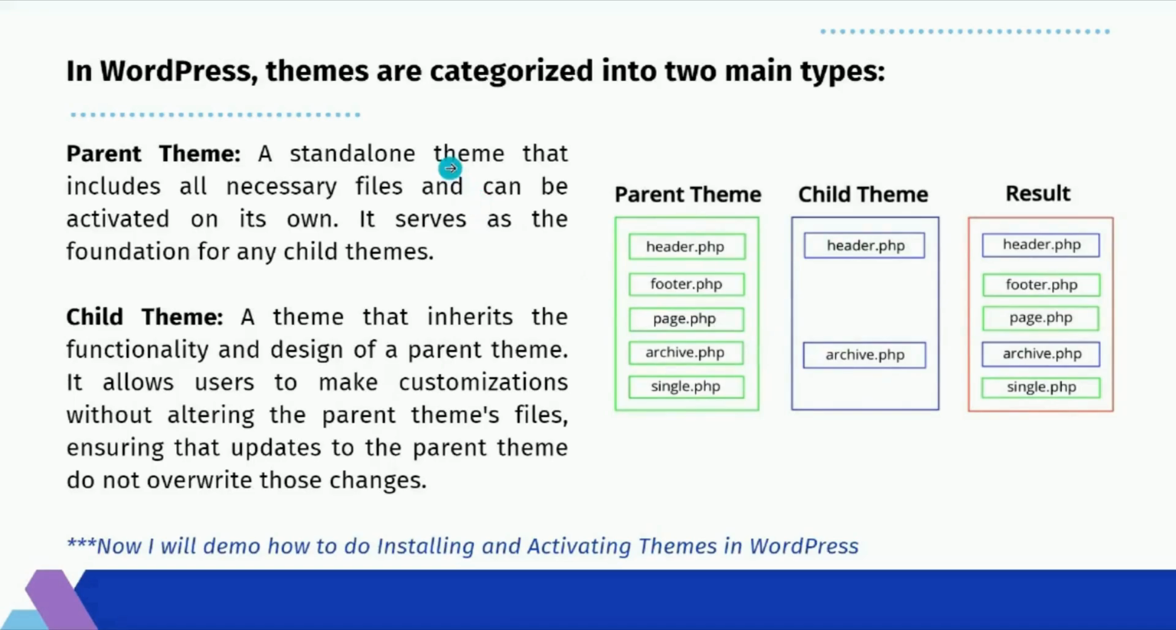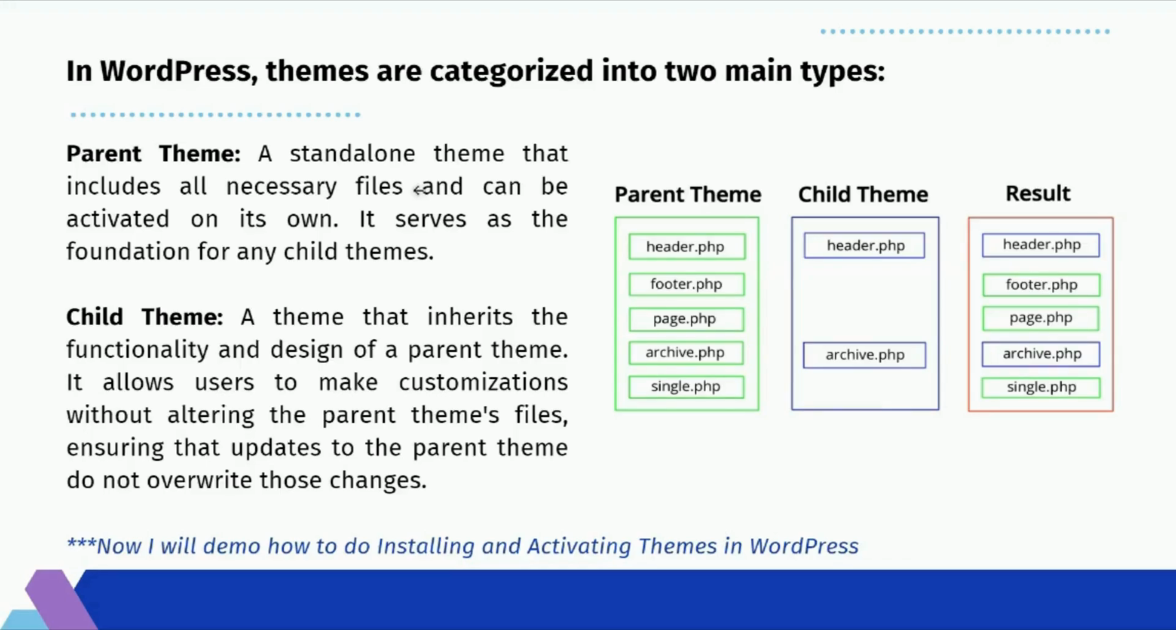Okay. And WordPress themes are categorized into two main types, the parent theme and child theme. So a parent theme is a standalone theme that includes all necessary files and can be activated on its own. It serves as the foundation for any child theme. So the parent theme is the main theme. So I will discuss the child theme.